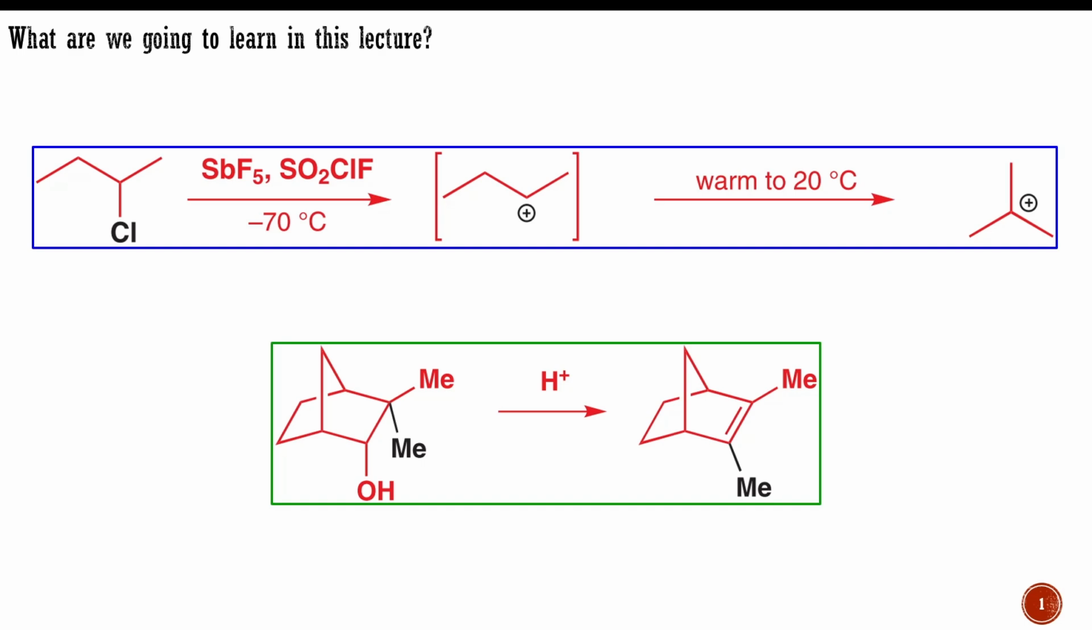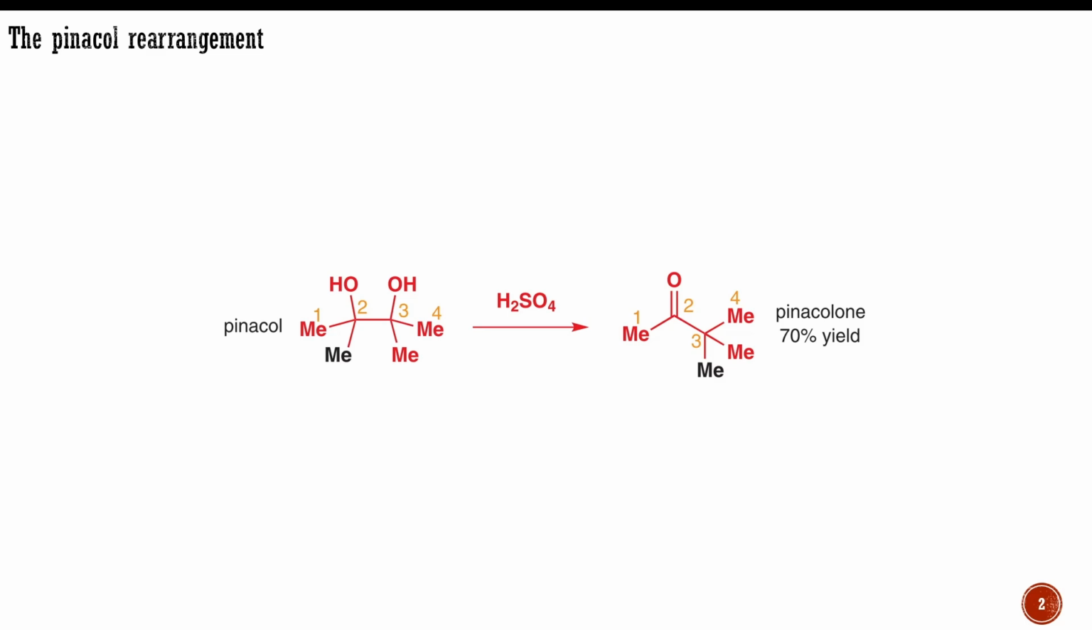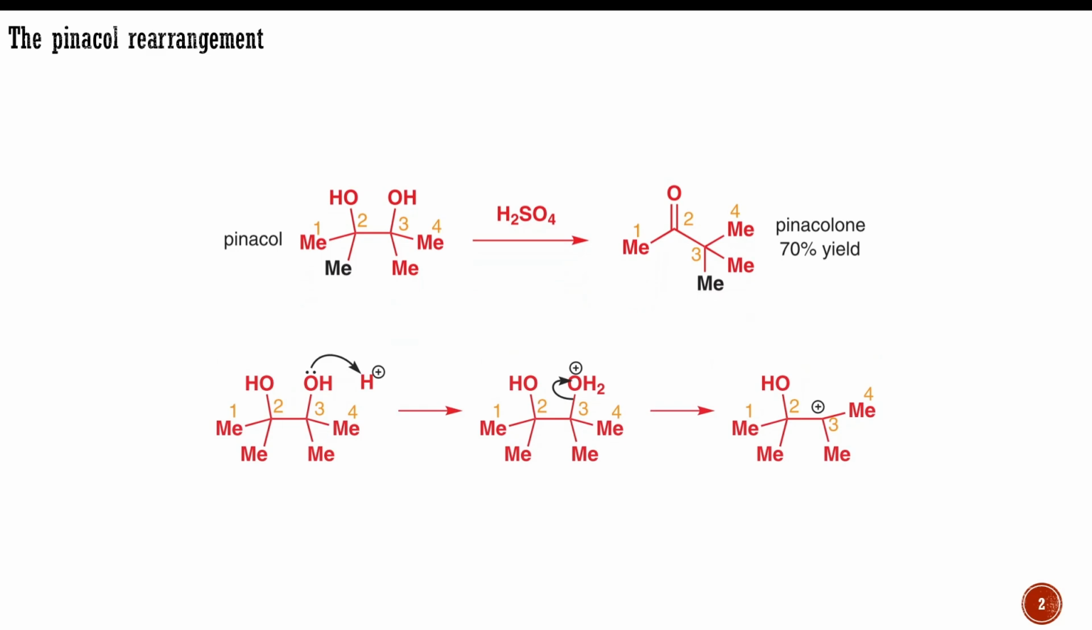We shall start with the pinacol rearrangement. When the 1,2-diol, pinacol, is treated with acid, a rearrangement takes place. Pinacol, the trivial name for the starting material, gives its name to this class of rearrangements. Whenever you see a rearrangement, especially in acid, you should think about carbocation formation. Here, protonation of one of the hydroxyl groups allows it to leave as water, giving the carbocation.